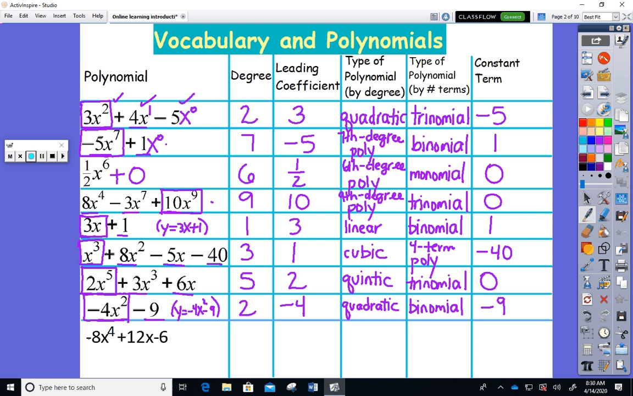All right, last but not least, I see negative 8x to the fourth, 12x, and minus 6. 3 terms is trinomial.